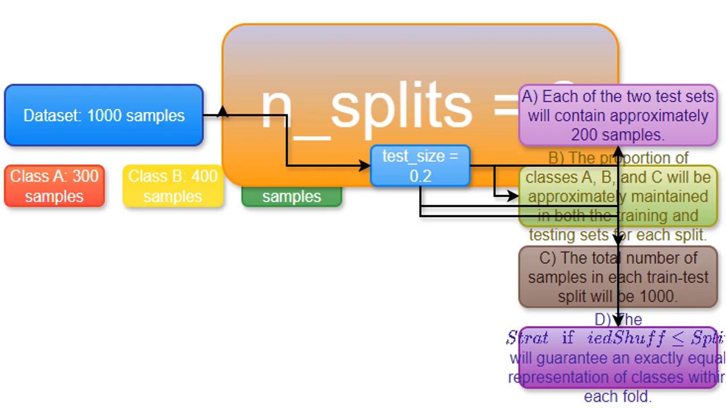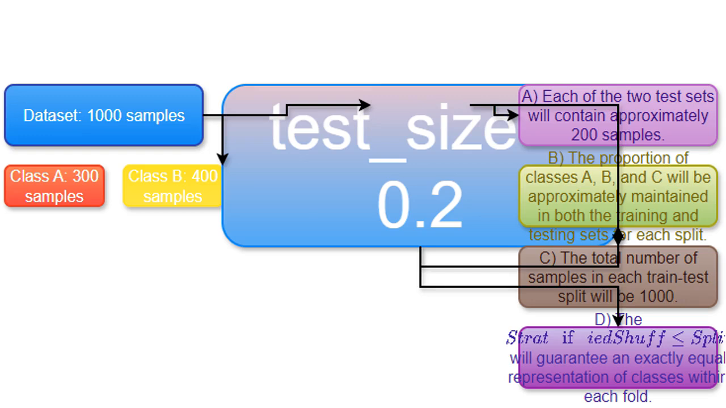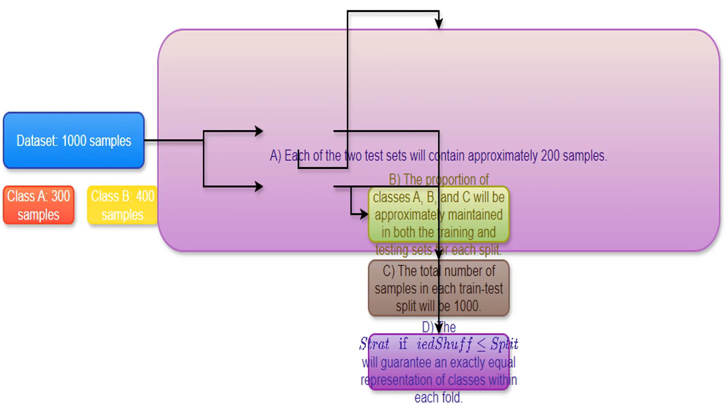I'll create 2 separate train test splits using n_splits equals 2. In each split, 20% of the data, that is, 0.2 * 1000 equals 200 samples, will be allocated to the test set. I've set test_size to 0.2. Because I've specified test_size equals 0.2, each test set will contain approximately 200 samples, 20% of the total dataset.